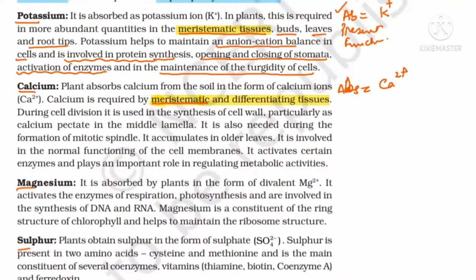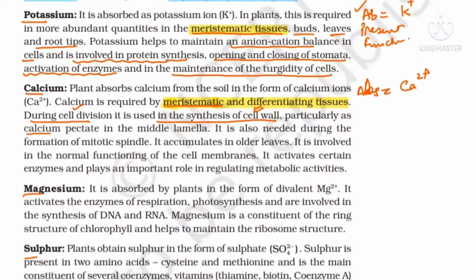Now when they are meristematic, obviously it means cell division. They are used in the synthesis of cell wall. Which cell wall? Middle lamella, because middle lamella has calcium pectate. Clear, beta? When I'm saying cell division, obviously it is also needed to make spindle fiber, because a spindle fiber is made with the help of microtubules, and for assembly of microtubules you need the help of calcium. Calcium is a very important mineral ion. Clear, beta? So it is necessary for the assembly of the microtubule.